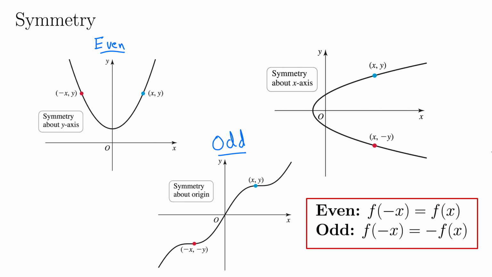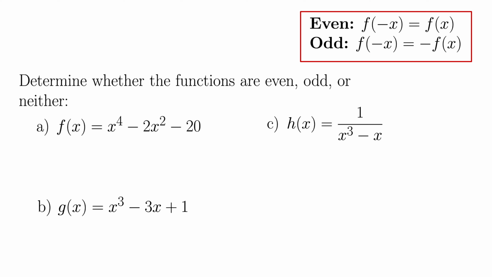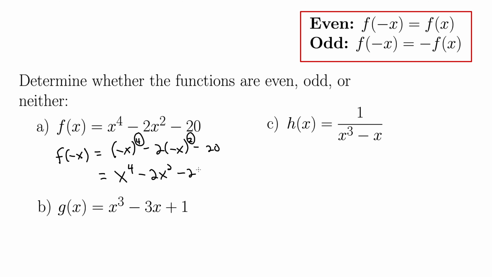Let's use this analytical definition to try an example. This example asks us to determine whether the functions are even, odd, or neither. For part A, we have f of x equals x to the fourth minus 2x squared minus 20. So what we do here is we plug in negative x. So f of negative x is negative x quantity to the fourth minus 2 times negative x quantity squared minus 20. But since 4 and 2 are even, the negative x's just become x's, so that gives us x to the fourth minus 2x squared minus 20, and we are right back to f of x again. So this function is even.